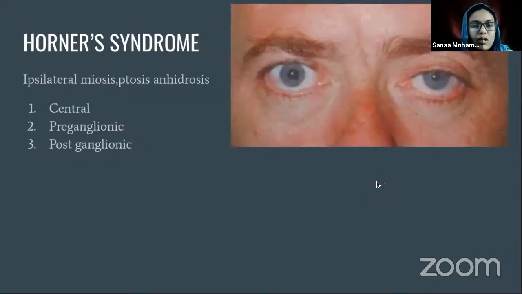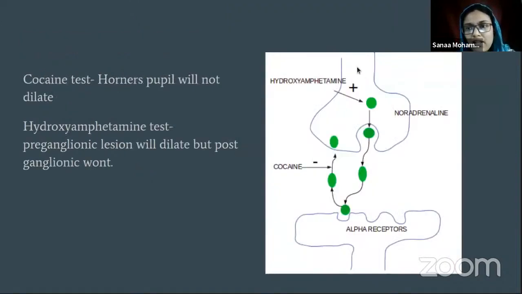And how are they used? Horner syndrome is an oculosympathetic paresis where you have ipsilateral miosis, ptosis, and anhidrosis. And there are 3 levels to this lesion: central, preganglionic, or postganglionic. So this diagram will help you understand where these drugs act. So I said for cocaine to act, noradrenaline should be present, as it just inhibits the reuptake. So in Horner's, there is no noradrenaline, so naturally cocaine does not act. Horner's pupil will not dilate when you give cocaine, because noradrenaline is not available.